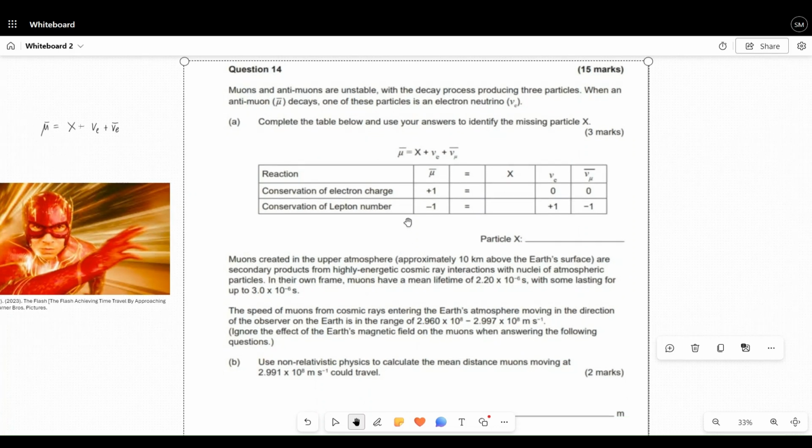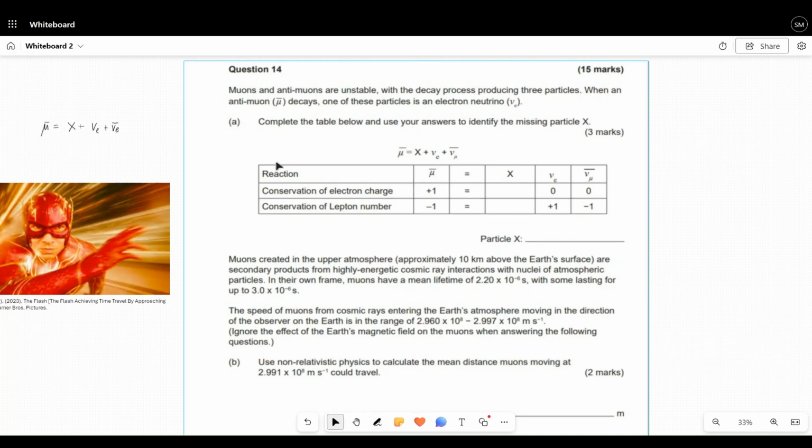So we have a table here, and we can see we need to deduce what particle X is using the conservation of electric charge on the left hand and right side, which have to match, and the conservation of lepton number on the left and right side, which have to match. Now, one more thing that you do have to keep in mind here. Let's just note the wording of the question, right?